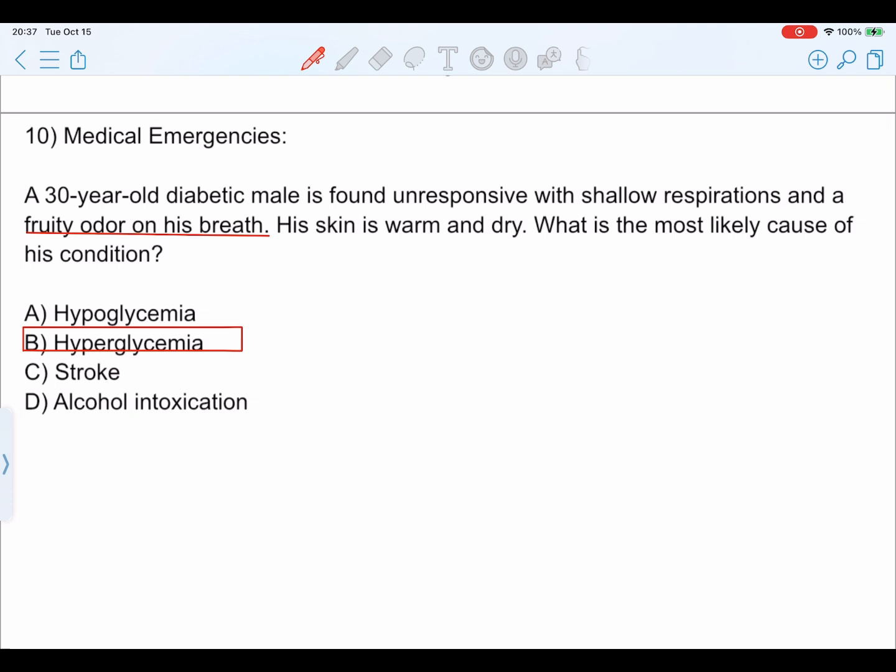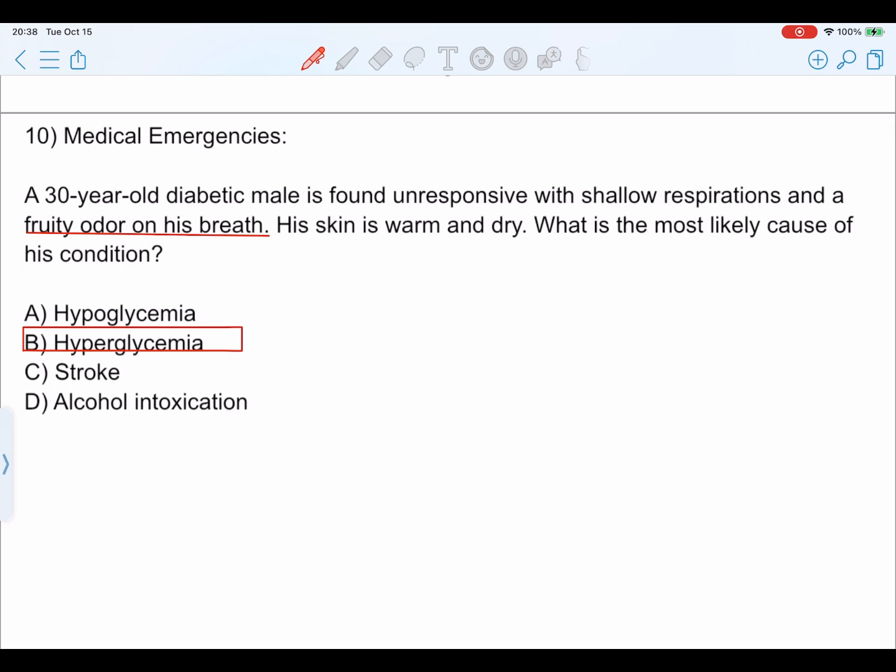Okay, last question. A 30-year-old diabetic male is found unresponsive with shallow respirations and a fruity odor on his breath. His skin is warm and dry. What is the most likely cause of his condition? So, is it hypoglycemia, hyperglycemia, stroke, alcohol intoxication? This one's going to be B, hyperglycemia, which is high blood sugar.